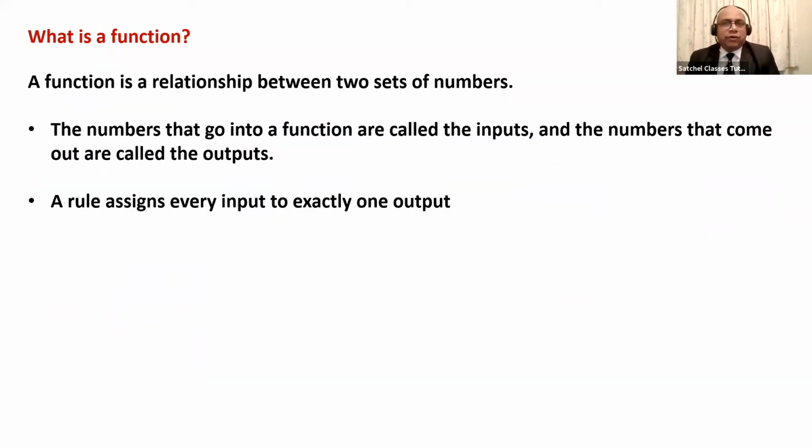So then we go on to define the function as a relationship between two sets of numbers. The numbers that go into a function are called inputs, and the numbers which come out are called outputs. And the most important thing is that there's a rule which assigns every input to exactly one output, which means there are two things which are important to define a function. One is the rule. There should be a relationship between input and output. There should be a specific rule which helps us to predict the output. And the second one is there should be one output corresponding to every input, right?